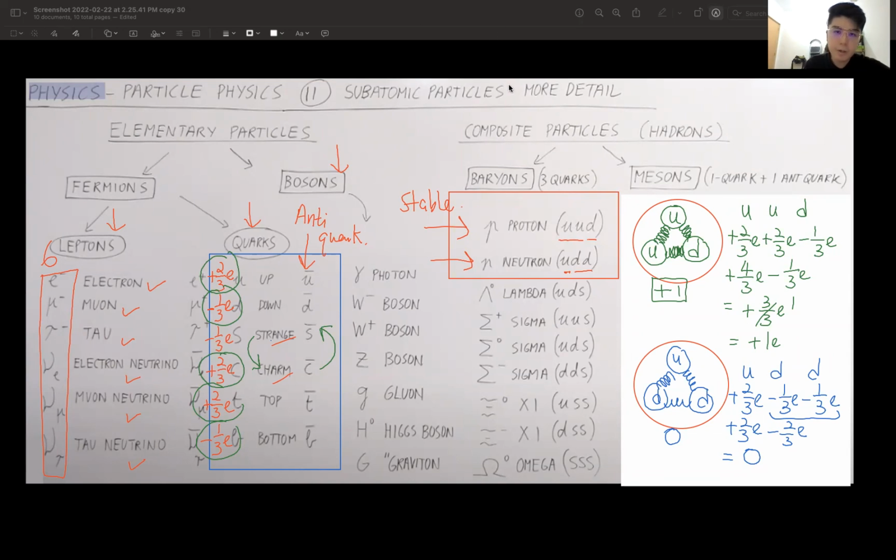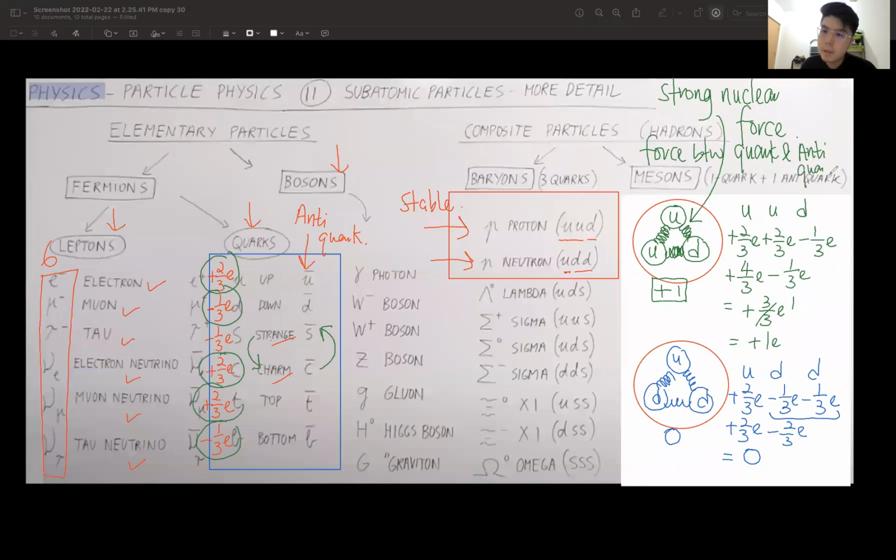Now, the forces holding all this together, what do we call these forces? The force holding the quarks together we call the strong nuclear force. The strong nuclear force is the force that acts between quark and antiquark. It is one of the four fundamental forces. What are the four fundamental forces in the universe? Not like tension, not reaction, all that. We are talking about the very basic fundamental ones. The first one is the strong nuclear force. The second force is the weak nuclear force.